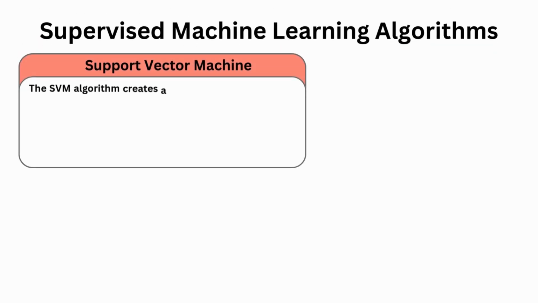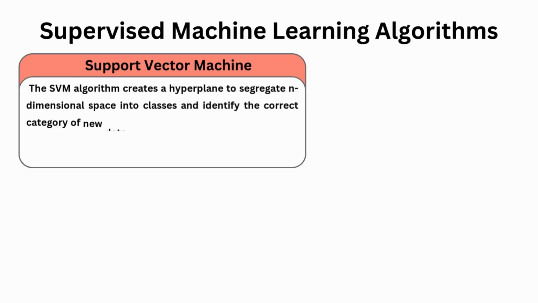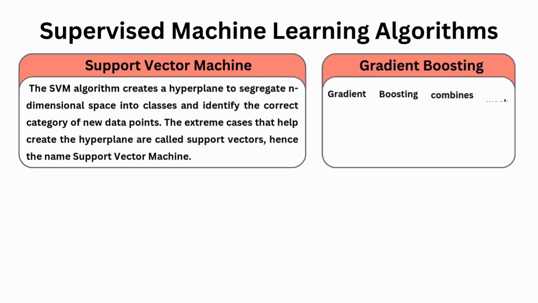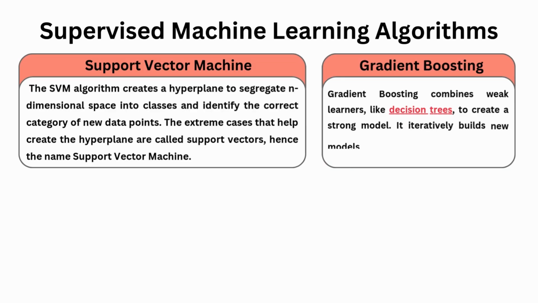Support vector machine. The SVM algorithm creates a hyperplane to segregate n-dimensional space into classes and identify the correct category of new data points. The extreme cases that help create the hyperplane are called the support vectors, hence the name support vector machine. Gradient boosting. Gradient boosting combines weak learners like decision trees to create a strong model. It iteratively builds new models that correct errors made by previous ones.